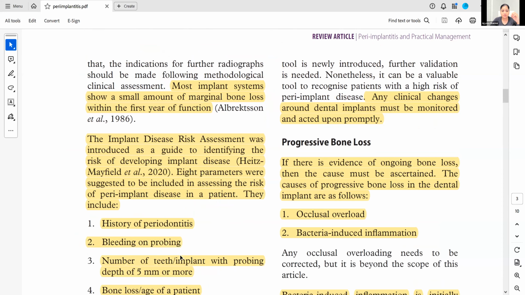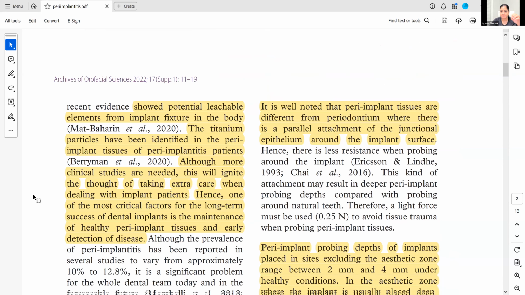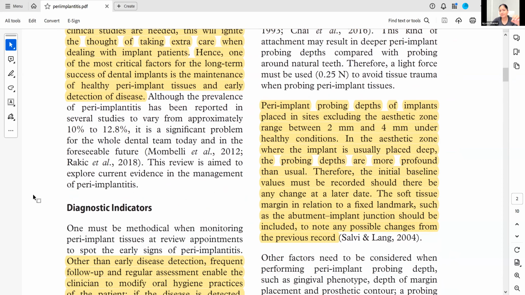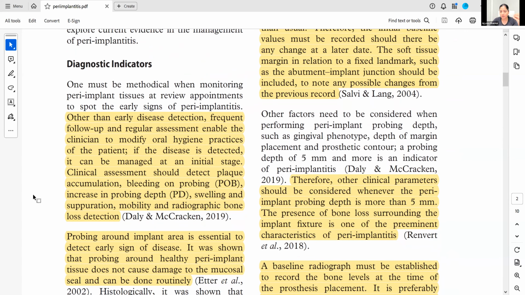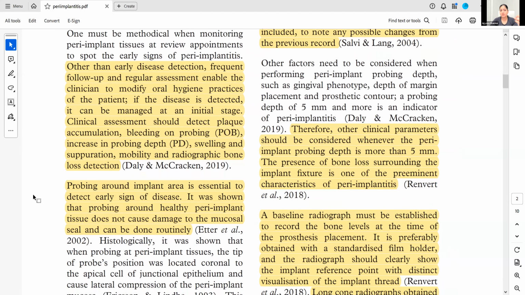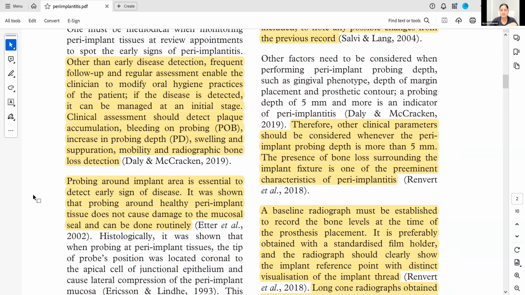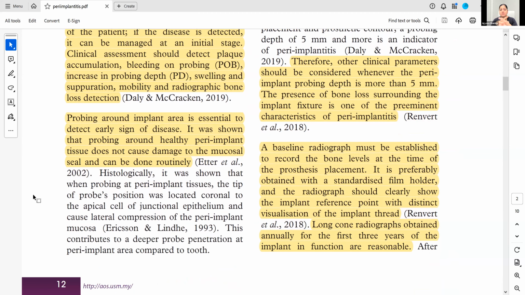sufficiently low forces, say 25 newtons, and you're gentle with your probing, then you do not cause damage to the mucosa because of the probing. So earlier there was a concept to avoid it, but now the studies have shown that there is no damage to that junctional epithelium, and you can safely perform those probings around the implants to study any increase in the probing depths, etc.